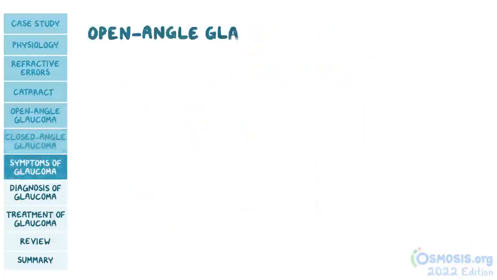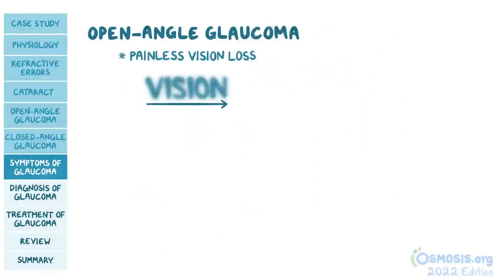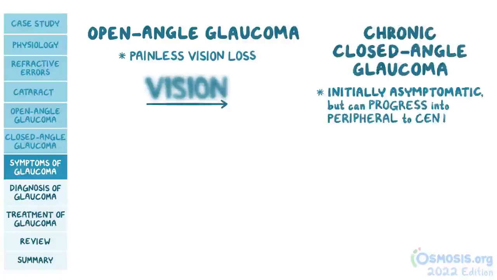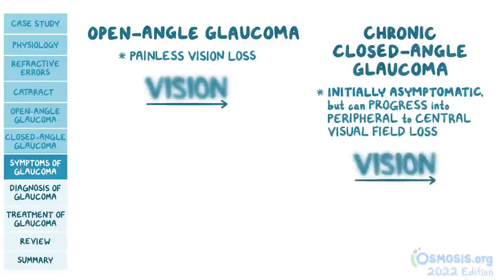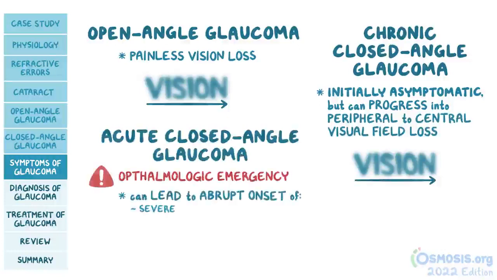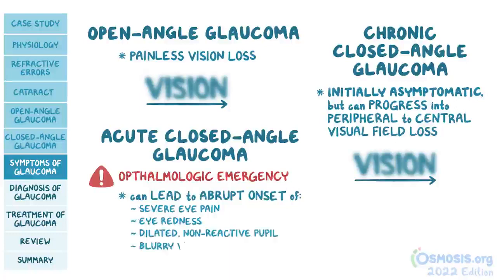Symptoms of open-angle glaucoma include painless vision loss that progresses from peripheral to central. Chronic closed-angle glaucoma is initially asymptomatic, but can also progress into peripheral to central vision field loss. In contrast, for acute closed-angle glaucoma, you should know that it is a true ophthalmologic emergency that can lead to the abrupt onset of severe eye pain, eye redness, a dilated non-reactive pupil, blurry vision, and seeing halos around lights, as well as frontal headaches, nausea, and vomiting.